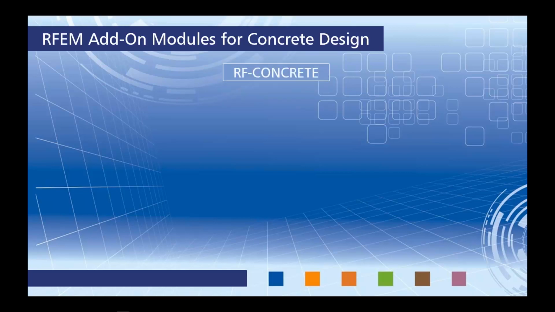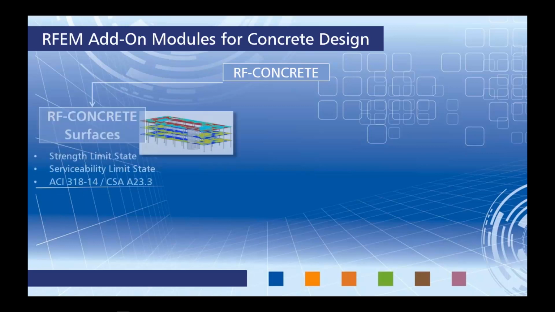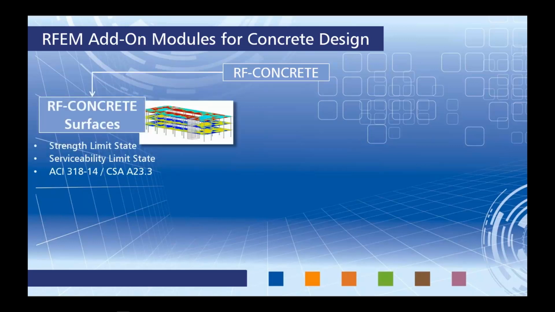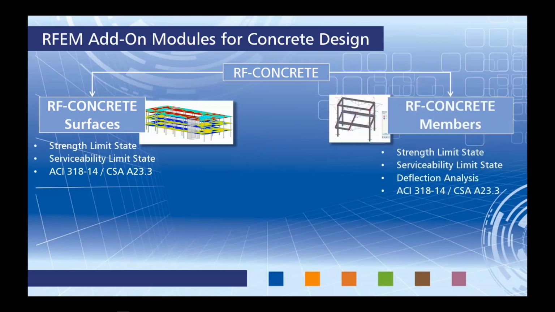Now, there is an umbrella term RF-CONCRETE to represent two add-on modules within RFEM. The first is RF-CONCRETE Surfaces. This allows us to run both a strength and serviceability limit state design per the ACI, the CSA, and many other international standards for surface elements within the program. The other add-on module, RF-CONCRETE Members, also performs strength and serviceability limit state design per the ACI, CSA, and international standards, but it also runs a deflection analysis. So we can take a look at deflection ratios based on the limiting deflection ratios that we put in.